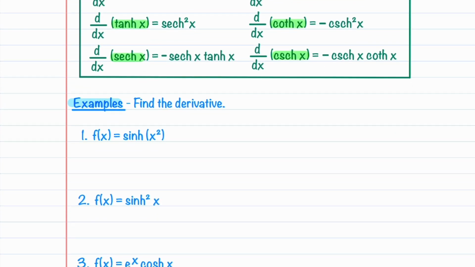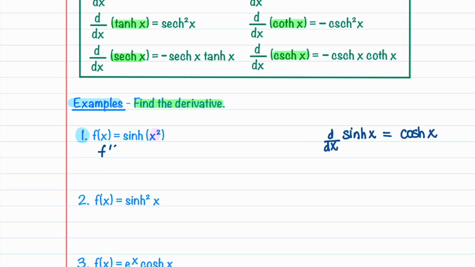Let's now walk through some examples where we are going to find the derivative. Our first example is the function f of x is sinh of x². Let's remind ourselves that the derivative with respect to x of sinh of x is cosh of x. Notice in this example that we have an x² in here, so we are going to have to use the chain rule.